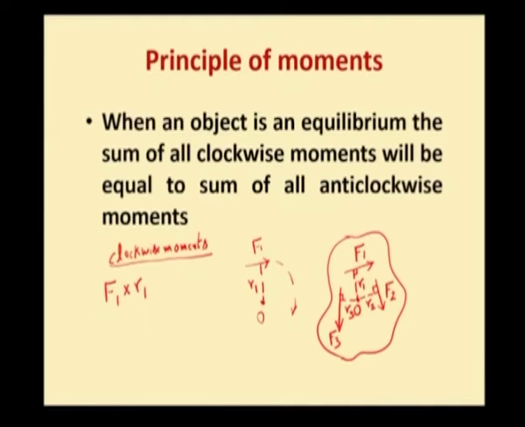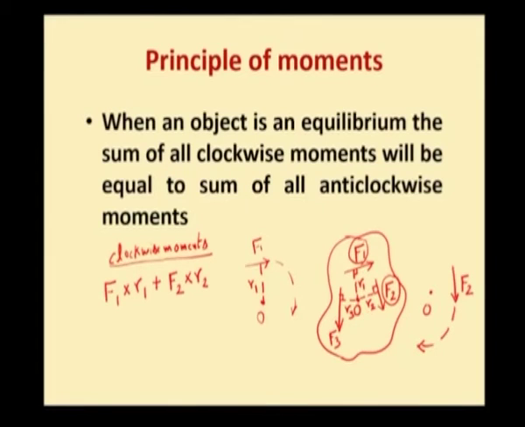Now, let us consider the second force, that is F2. Here is the point O. F2 acts like this. Once again, F2 creates a clockwise moment with respect to point O. So, to the first clockwise moment F1 into r1, we will be adding the moment due to F2. So, it is F2 into r2. So, F1 and F2 are the 2 forces which are giving clockwise moment with respect to O.